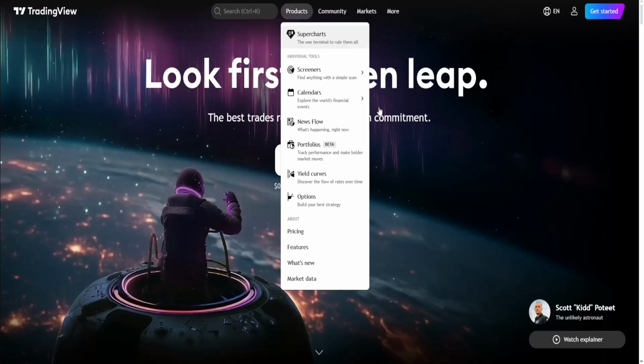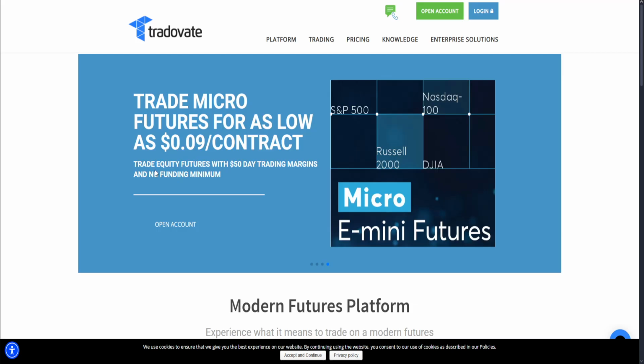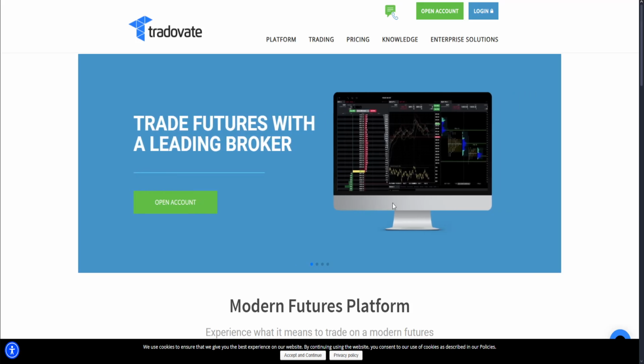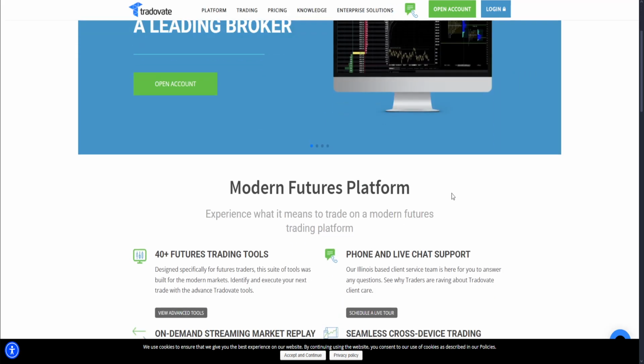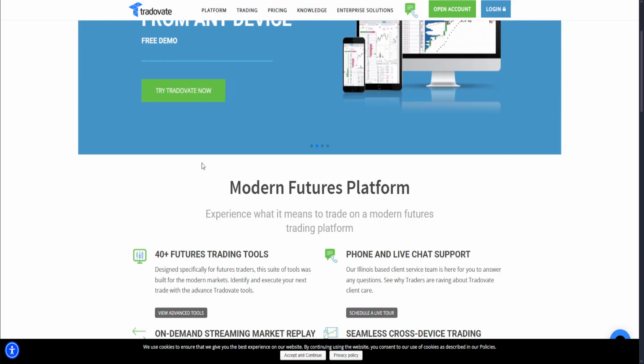Tradovate versus TradingView. Let's start with Tradovate. So Tradovate is a commission-free futures and options trading platform, offering direct market access, fast execution, and advanced tools for active traders. So let's talk about its pros.